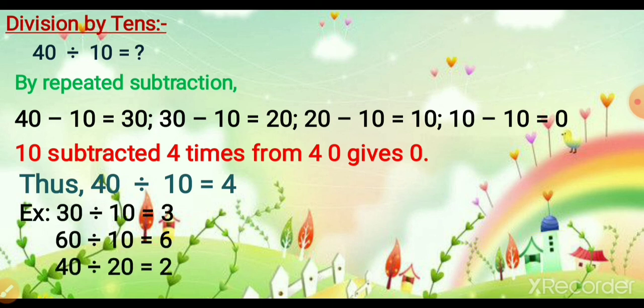For example, 30 divided by 10 is equal to 3. 60 divided by 10 is equal to 6. 40 divided by 20 is equal to 2.